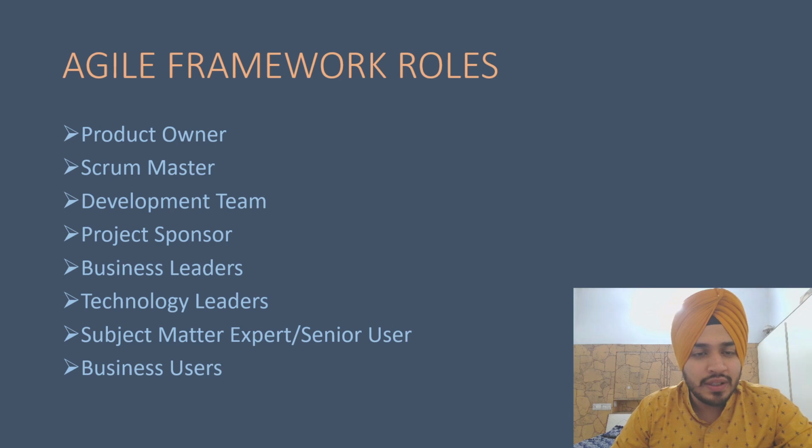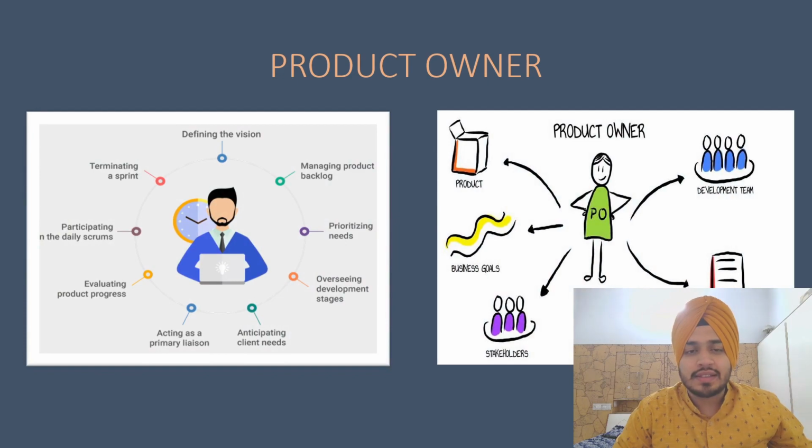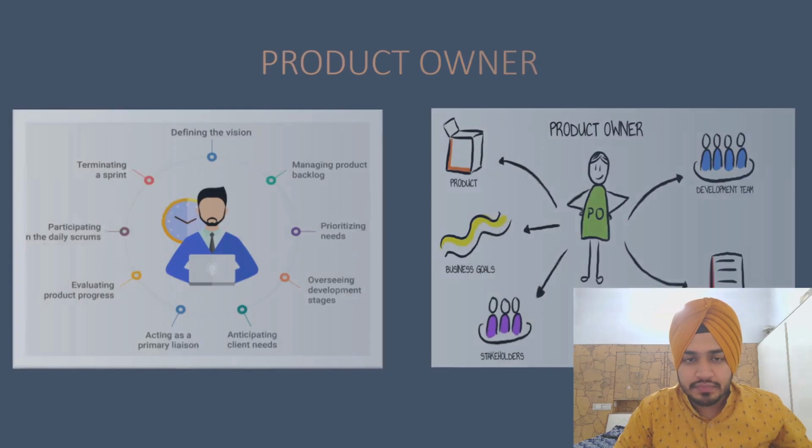So the various roles in the Agile framework are product owner, Scrum Master, development team, project sponsor, business leaders, technology leaders, subject matter expert, senior user, and the business users. So let's discuss the product owner first.